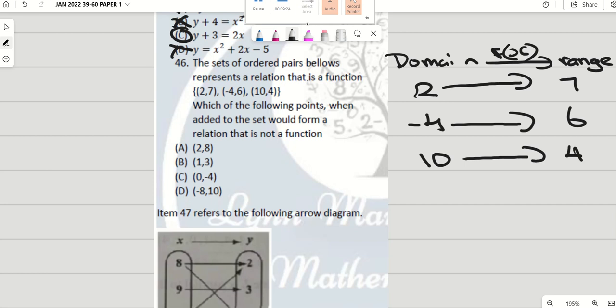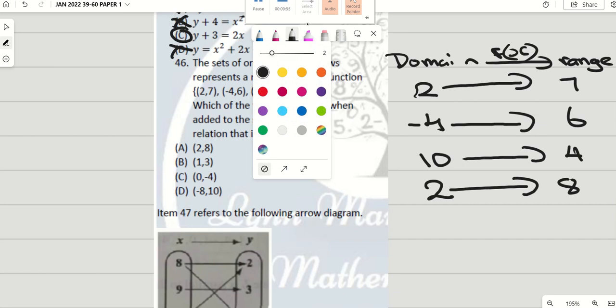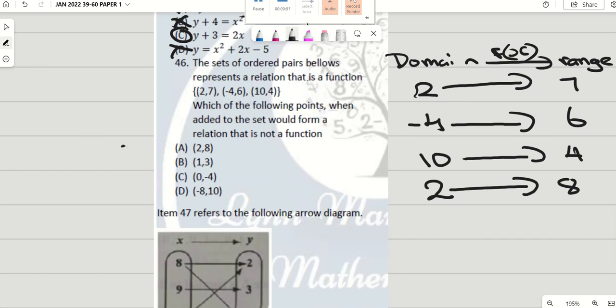Now, if you look at this, they're telling you if you apply 2 to a function, you're getting 8. But if we look above, you already see if we apply 2 to the same function, you're getting 7. There's no way that we will get 2 different answers. So because 2 is already in our domain, or is already an x value, you cannot get a different y value. So therefore, the one that, if you add these, is not a function would be A.